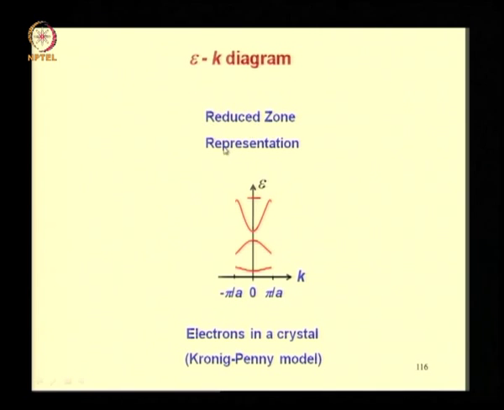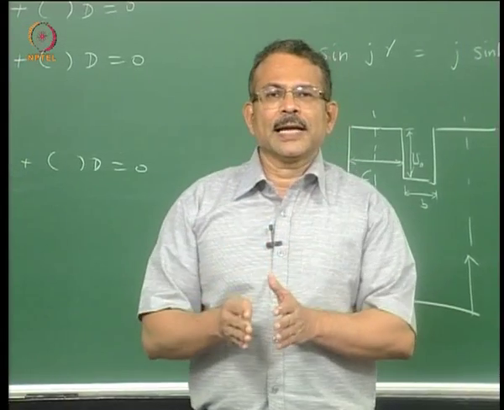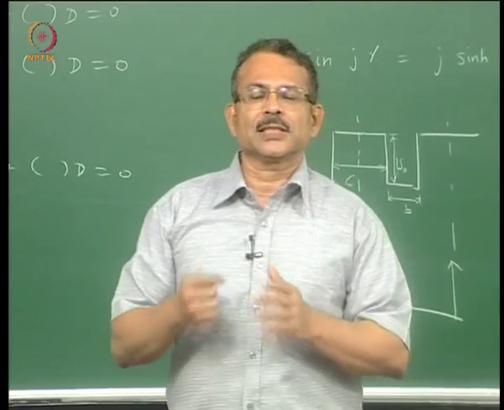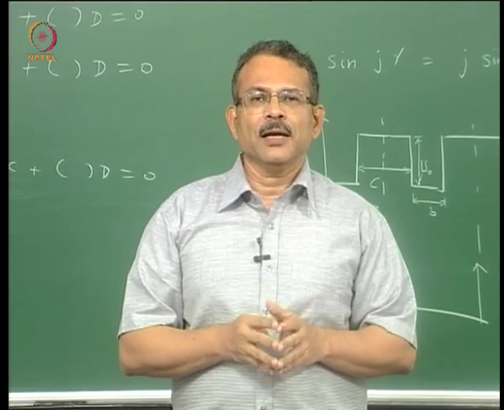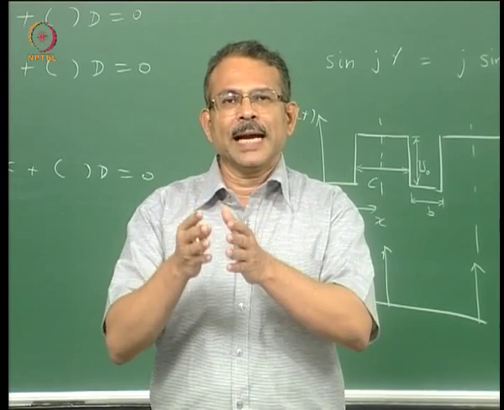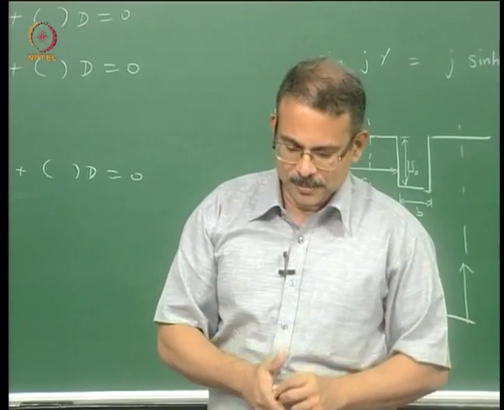Now the reduced zone representation represents the Ek behavior in just one period, 0 to pi by a and 0 to minus pi by a. This is called the first Brillouin zone. It is called a Brillouin zone because the procedure we have just outlined, the Kronig-Penney model, happens to be the procedure suggested by Brillouin, where you derive the forbidden bands starting from the continuous energy band for free electrons.